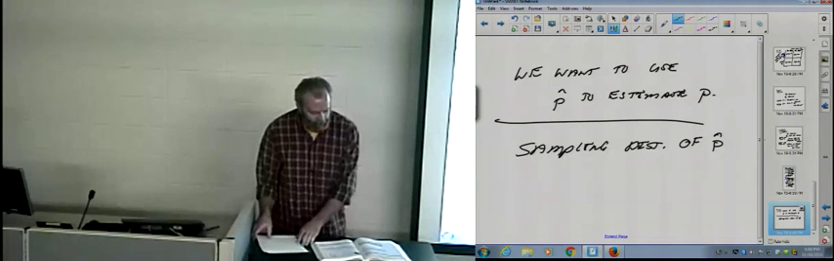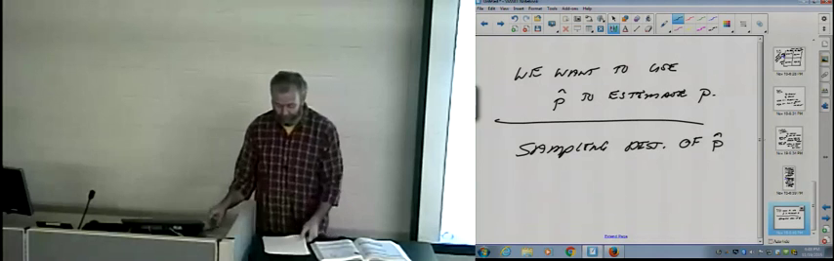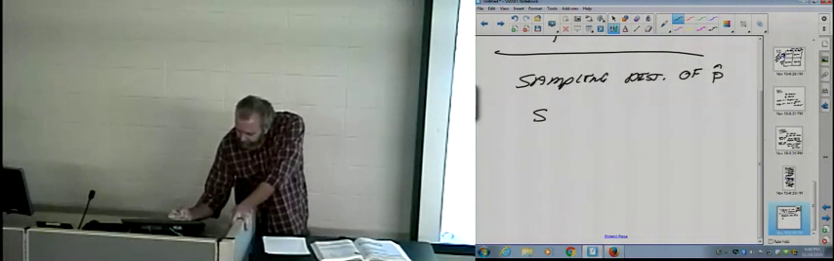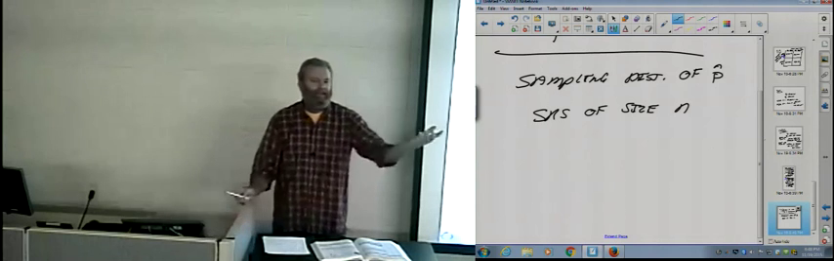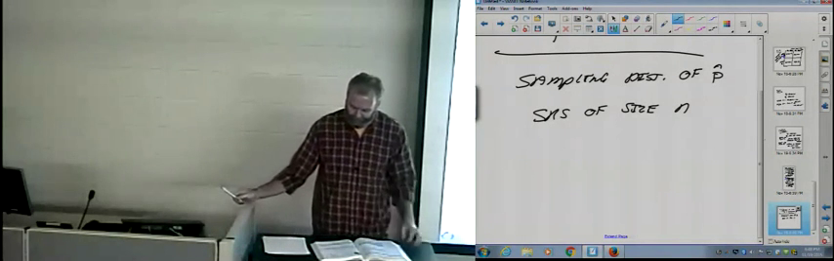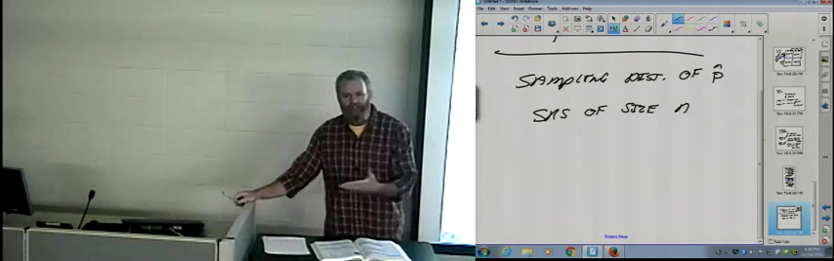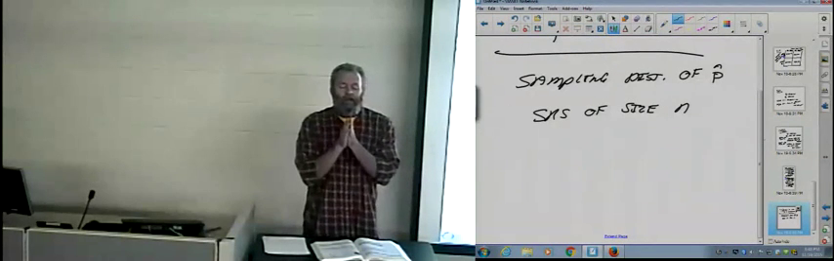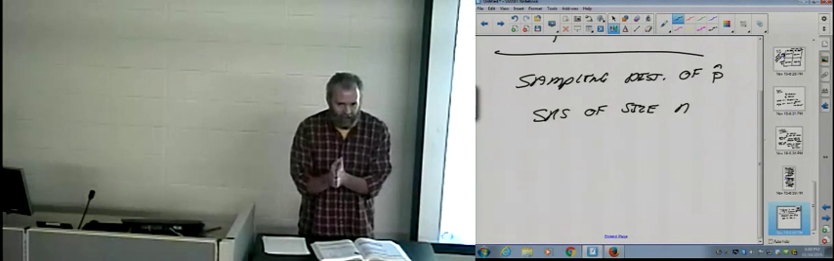All right? Now, I am on the bottom of page 518 in your book. If we choose an SRS of size n, in this chapter here, we still need that simple random sample. We're still taking samples of size n. It says, let p hat be the sample proportion of successes. I already showed you how you're going to calculate p hat on the previous page. P hat is always the number of successes in your sample divided by your sample size. That's how you calculate it.